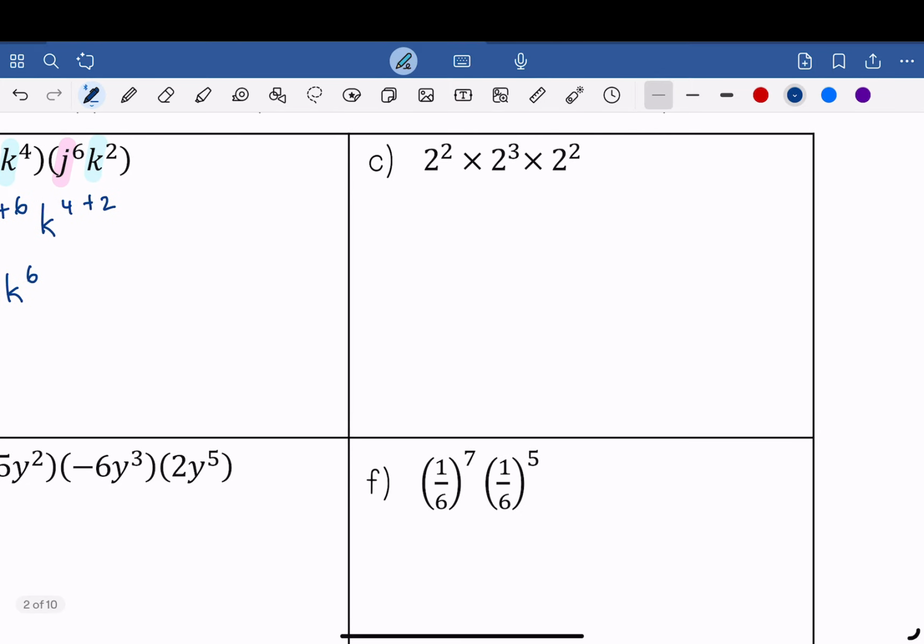For example C, we have 3 terms, and all the bases are the same, a 2. So we just have to add the exponents together. So 2 to the power of 2 plus 3 plus 2, which is equal to 2 to the power of 7, which is equal to, if you evaluate it, 128.